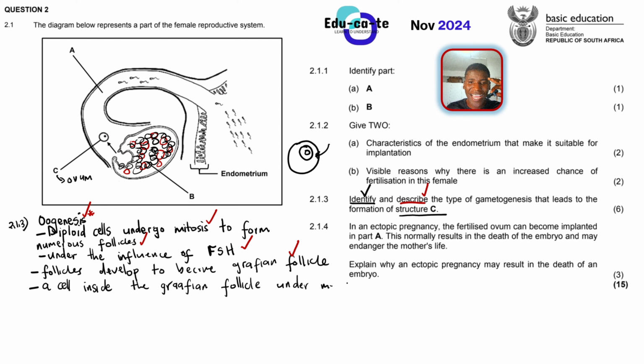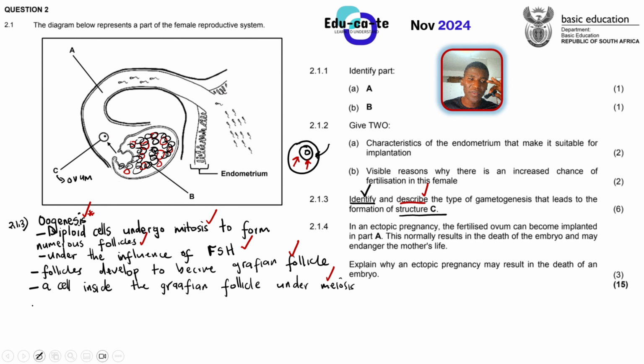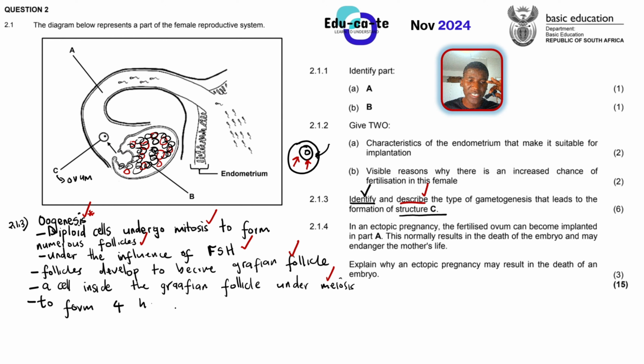Now, the cell here doesn't undergo mitosis, it undergoes meiosis. Please be careful with the cell divisions. First, remember, the diploid cells are the ones that undergo mitosis. But after we now have a Graafian follicle, which is just a follicle that has a cell inside, that cell will undergo meiosis now. When it undergoes meiosis, we know that it will form four haploid cells.